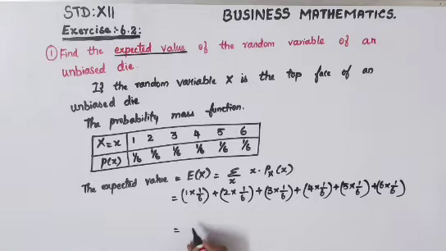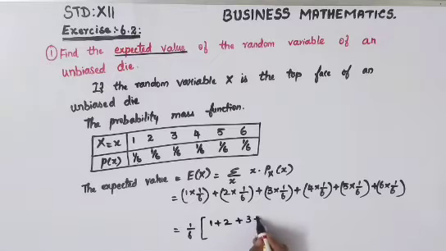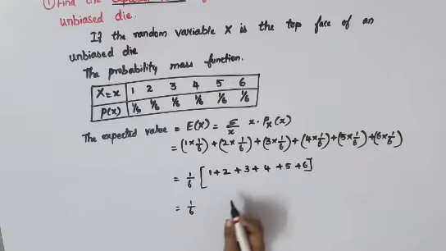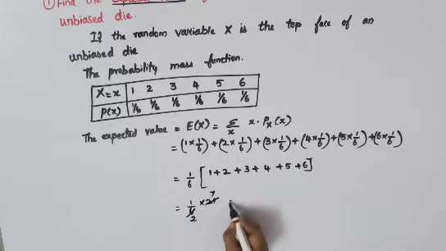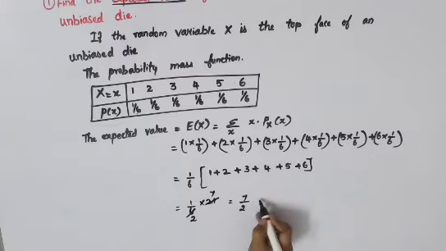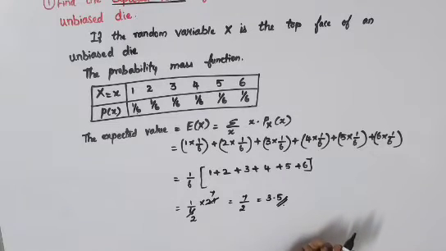Since 1 by 6 is common, we'll take it outside and write all the other terms: 1 plus 2 plus 3 plus 4 plus 5 plus 6. That is equal to 1 by 6 times, adding all these numbers, you will get 21. You can cancel by the 3 table: it is 7 here and you will get 2 here. So 7 by 2. You can divide this and get your answer as 3.5. So this is the answer for your first question.